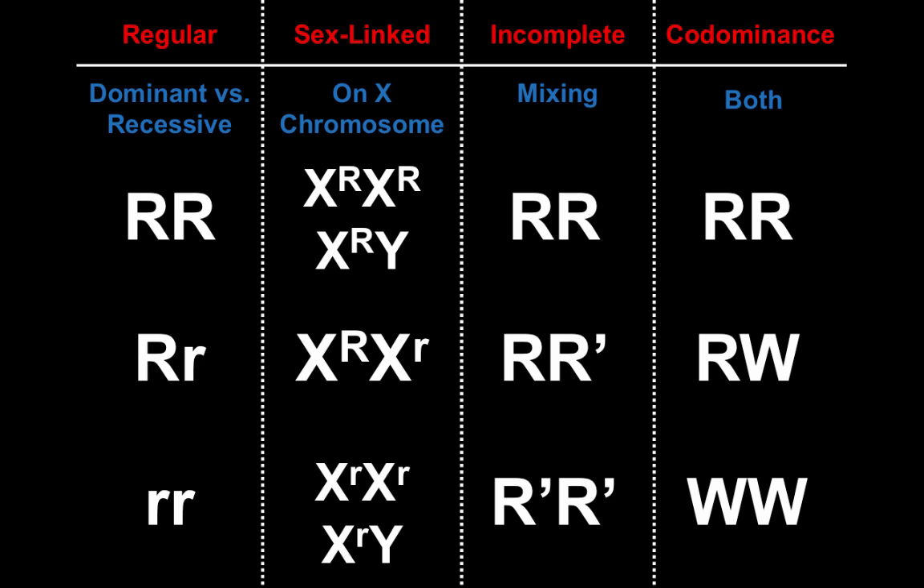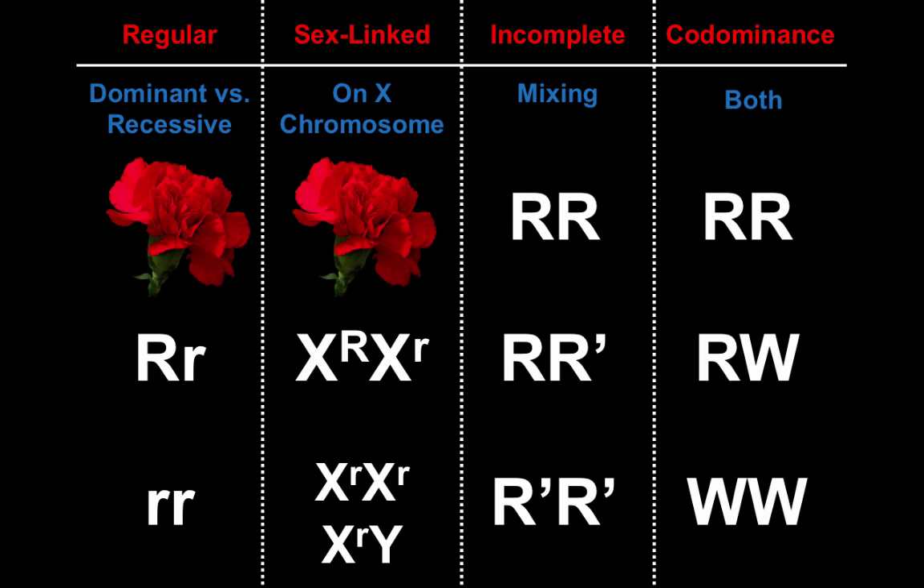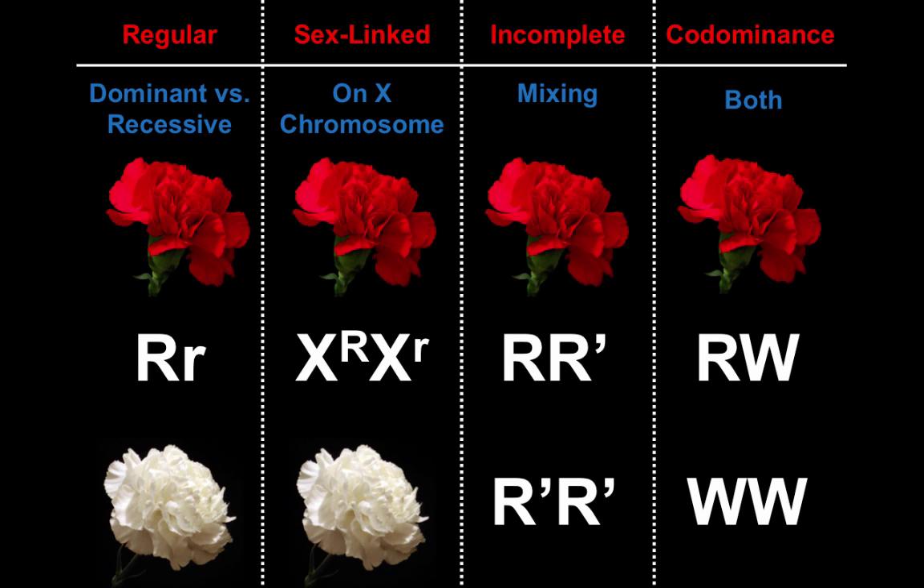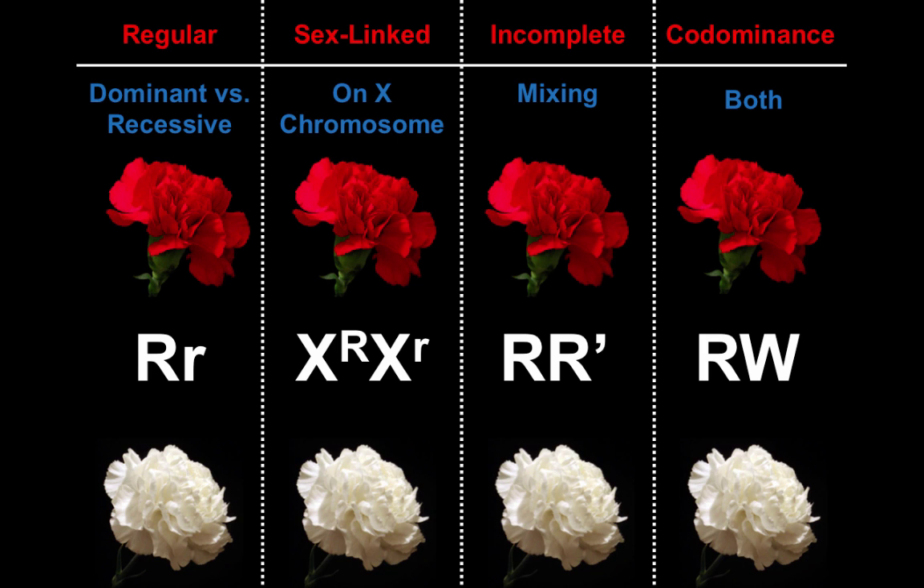So let's look at what the phenotypes look like. In every one of these cases, if red is my one allele and white is my other allele, this would give a red flower, this would give a red flower, red flower, red flower. And then at the bottom, white flower, white flower, white flower, white flower. The big difference is what happens when they're heterozygous.